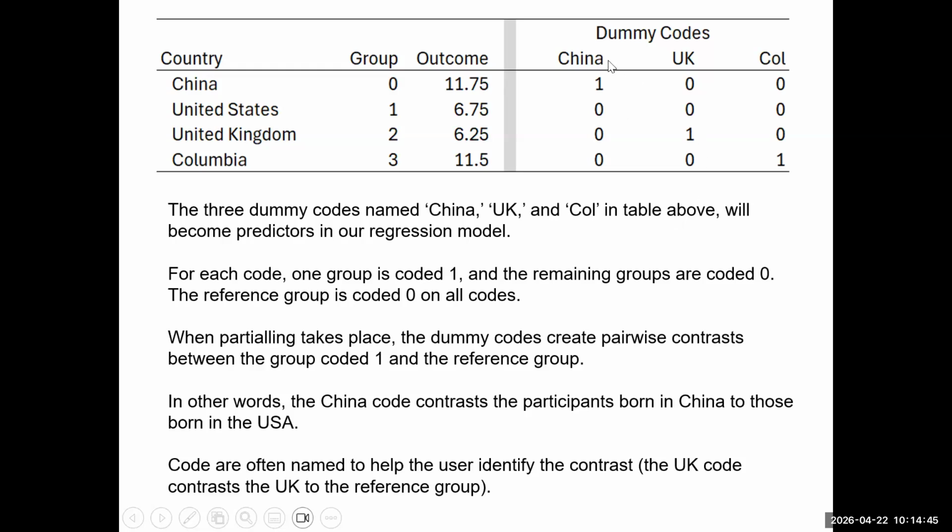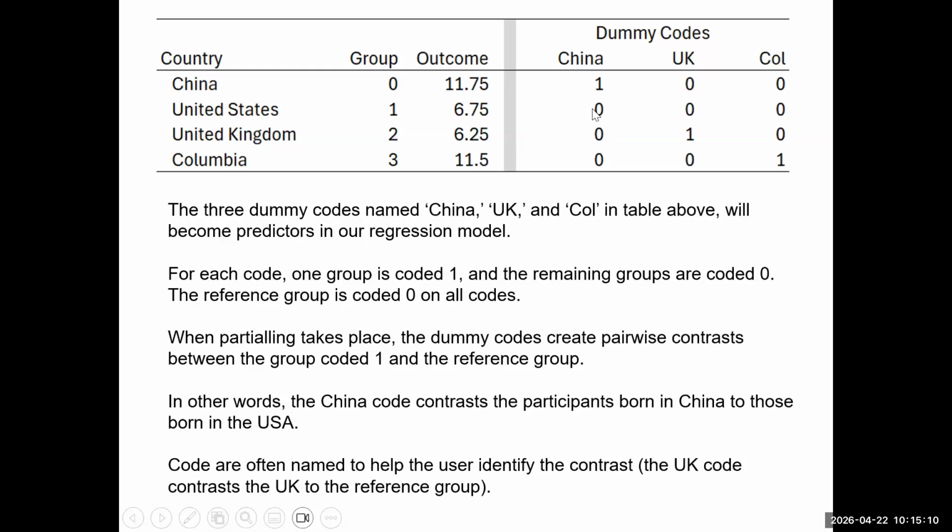And so each dummy code contrasts the country in question with the remaining groups, right? So the China contrast, China gets a 1, the remaining groups get a 0. For the UK contrast, the UK gets a 1, the remaining groups get a 0. The Colombia contrast, COL for short, the Colombia group gets a 1, everyone else gets a 0.